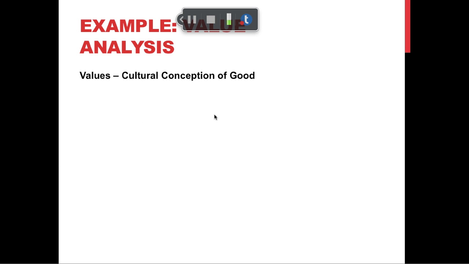Then we can also do value analysis, where we're looking at different cultural conceptions of good, and we can dispute the value. We can dispute criteria, we can dispute hierarchy, or we can do any combination of any of those three. In fact, we could dispute the value, criteria, and a hierarchy in a situation.